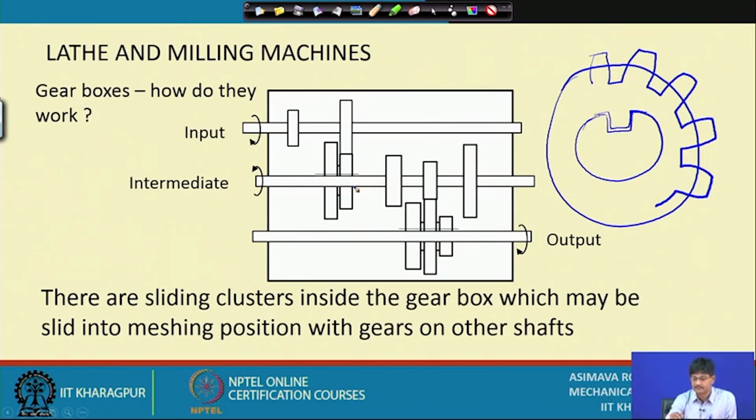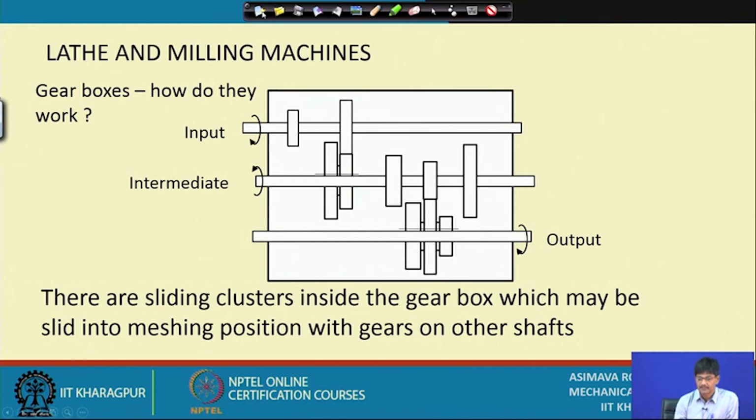So, let us see how the thing proceeds. This is the way in which it can be slid, or it can come back also. You can have this position as well as that position. Now, why have we shown 3 shafts? Because by shifting it from here to here, I can get different speed ratios.